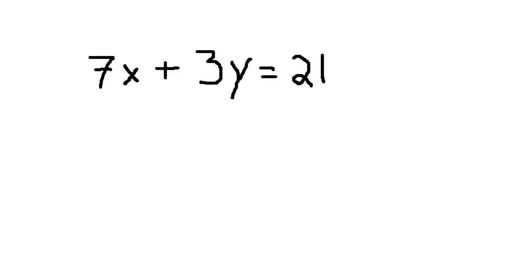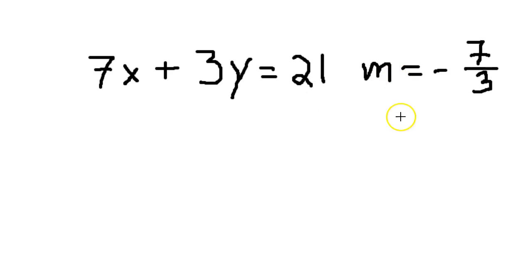Here's another example. The standard form for this equation is 7x plus 3y equals 21. Using our same method, first of all, we see that there's a plus sign between the x and y terms, so that means that our slope is going to be negative. The coefficient of the x term is 7, so we put that in the numerator of our slope. And the coefficient of the y term is 3, so we put that in the denominator of our slope.